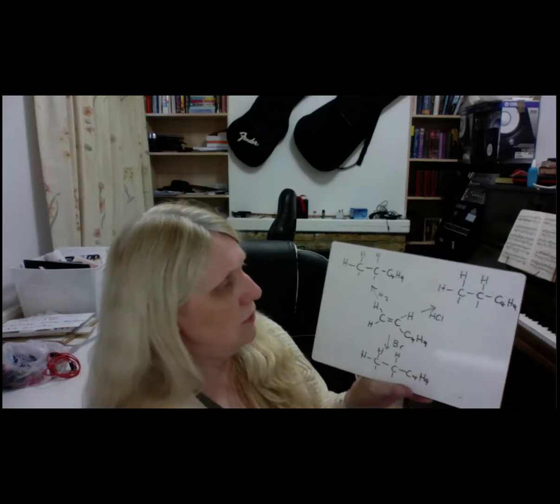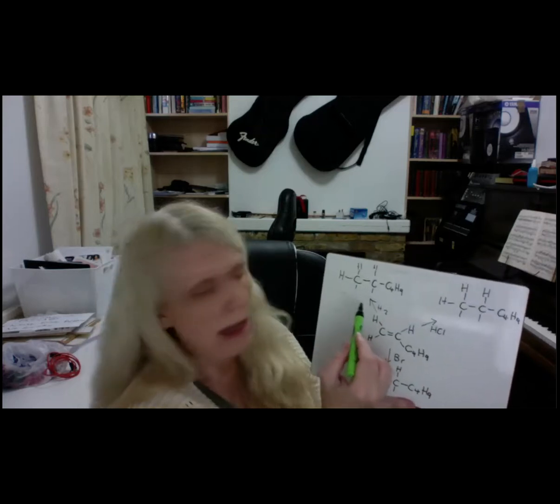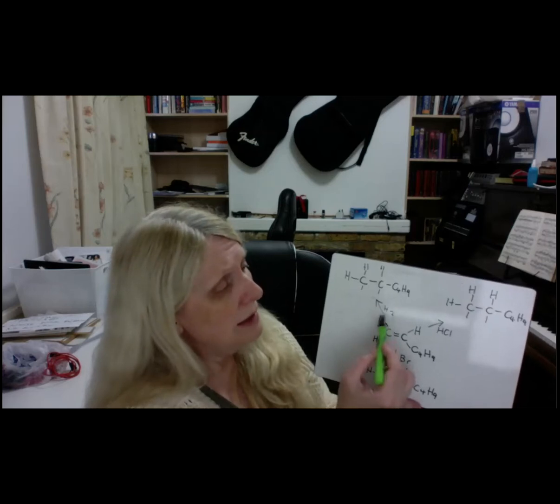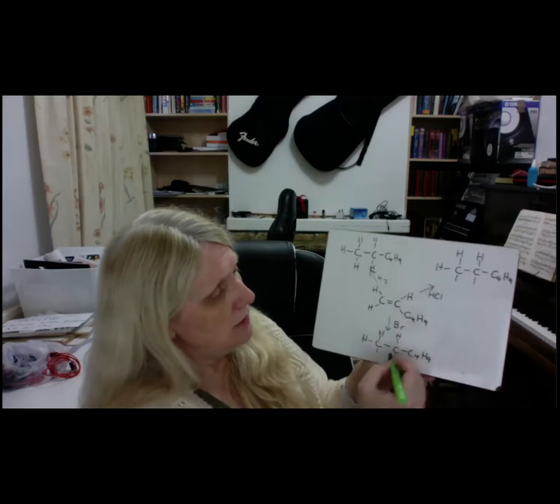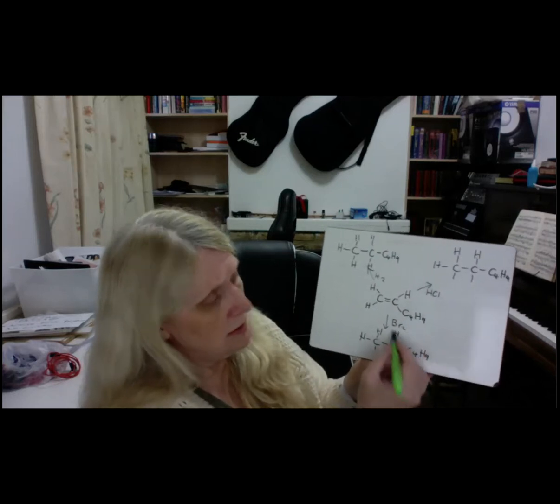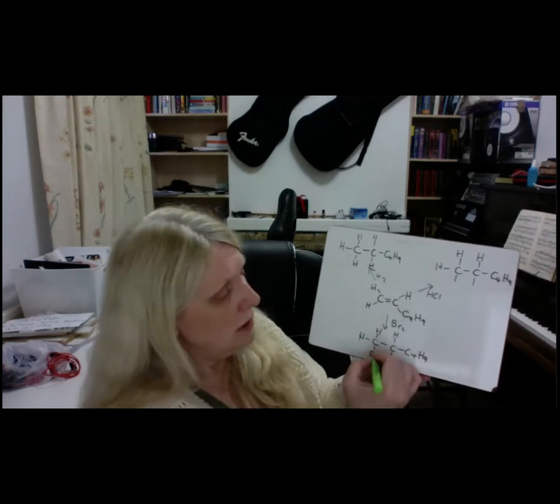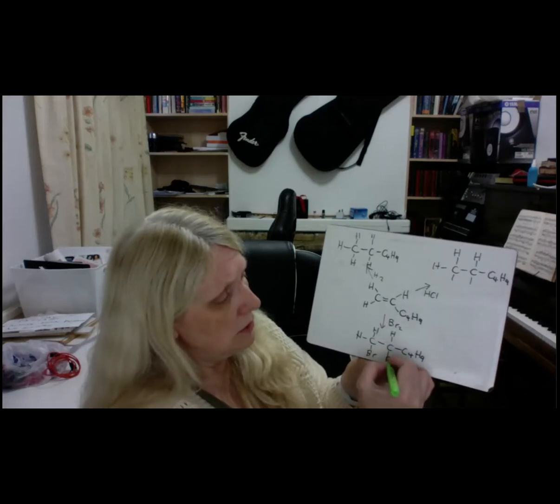Right, let's do the easy ones first. This one's easy, okay? What we're doing is we're adding in the H2. So one goes in there, one goes in there. That one's nice and easy. This one's also very easy because it's Br2. So a Br goes in there and a Br goes in there.